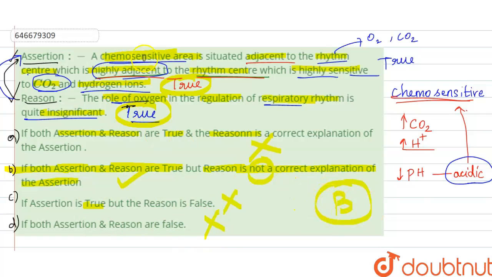For this question, the chemosensitive area is adjacent to the rhythm center, which is present in the medulla oblongata, and it is highly sensitive to carbon dioxide and hydrogen ions, H plus. The reason says that the role of oxygen in the regulation of respiratory rhythm is quite insignificant. Yes, it is not at all involved in the respiratory rhythm regulation. So both the statements are true, but the reason is not the correct explanation of the assertion. So option B is the right answer here.